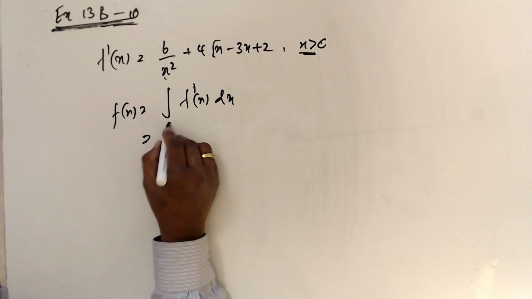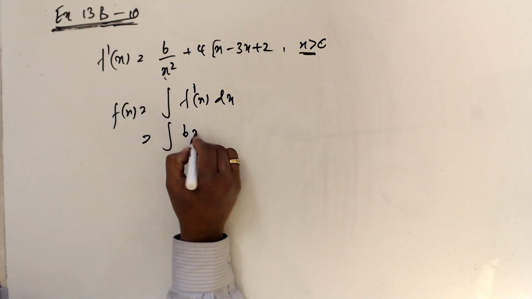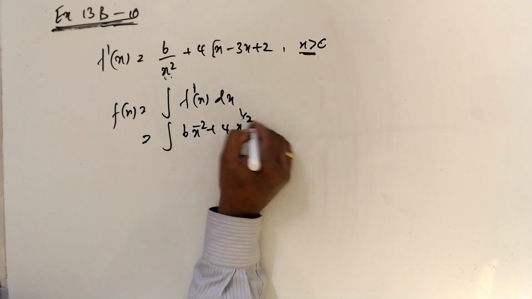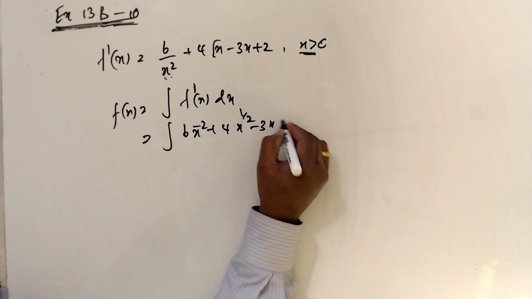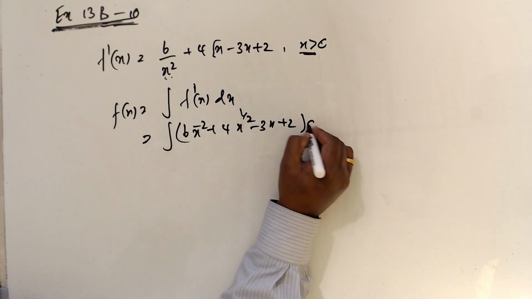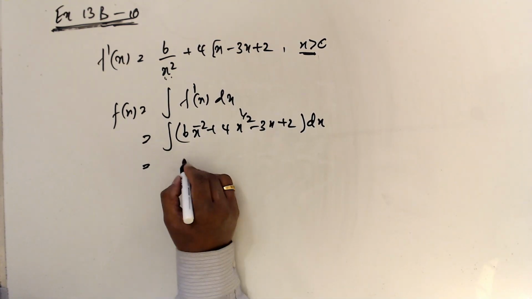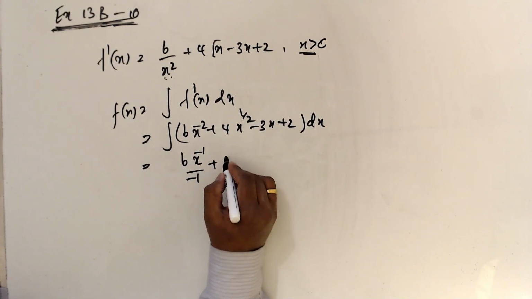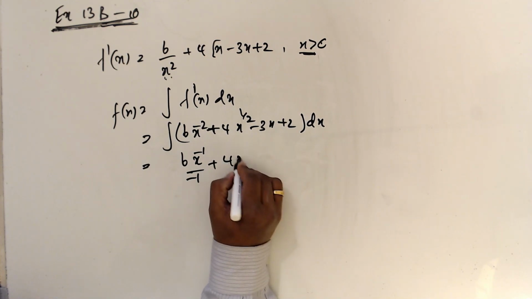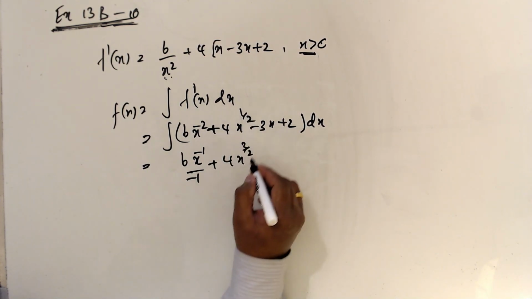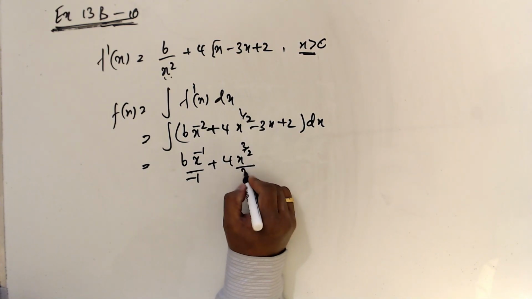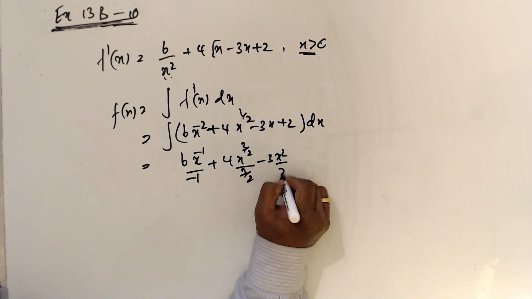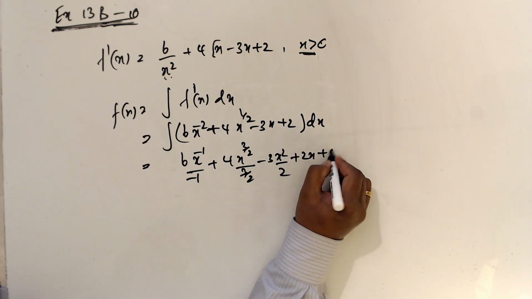So that is, integrate 6x minus 2, this is going up, 4x half, and minus 3x plus 2 in terms of x. So this is 6x minus 1 over minus 1 plus 4x 3 over 2. Half plus 1 is 3 over 2. Half plus 1 is 1.5. So this is 3x square over 2 plus 2x plus c.